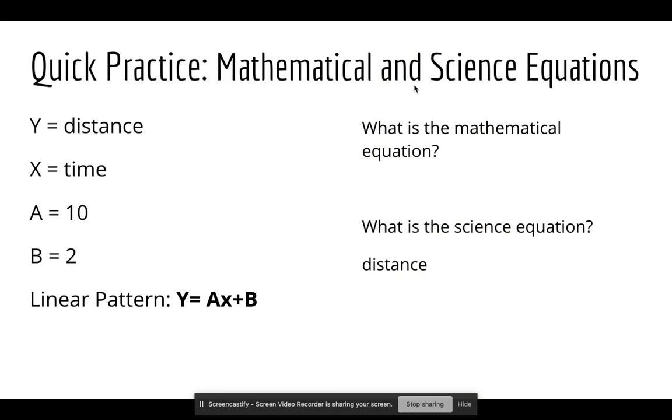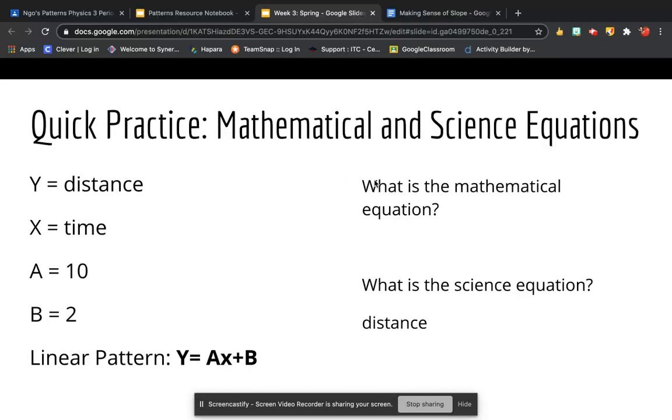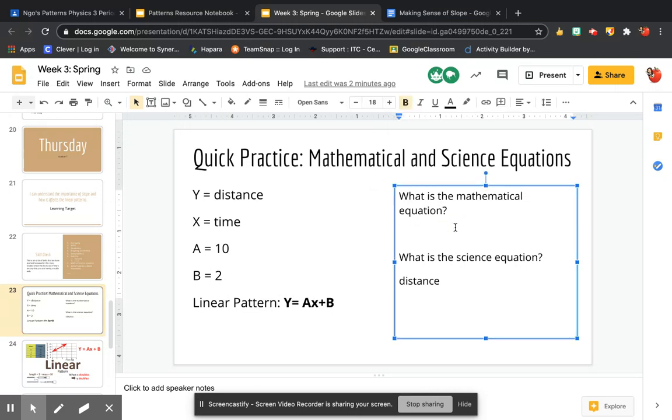All right, so here is a quick practice of how do we even put together a mathematical and science equation. So we are going to use the linear pattern equation as an example. So here are all the different variables for you. What is the mathematical equation? So what I need to do is I need to take this equation and I need to plug in the a and the b. So y equals a, which is 10, x plus b, which is the 2.